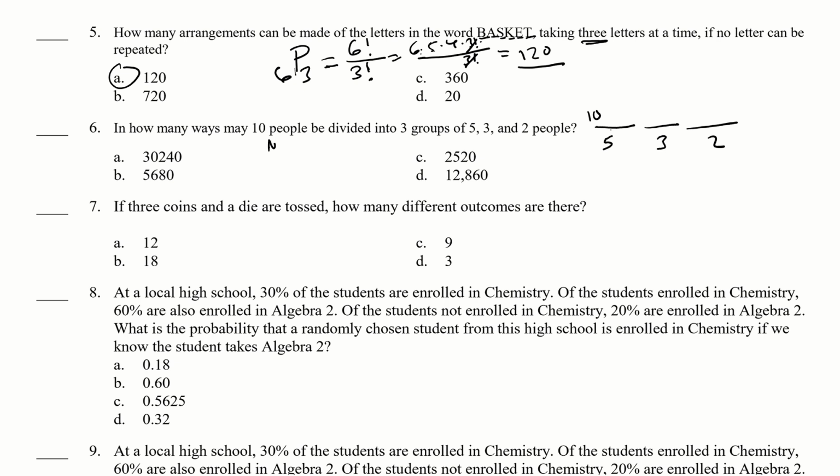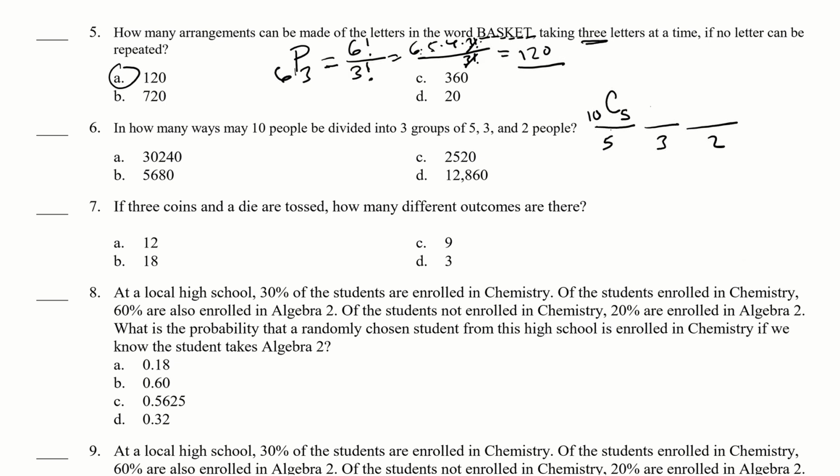Okay, so for the first group, we have 10 people, and order doesn't matter, so it's a combination. All right, so 10 choose 5. You have 10 people, and you're choosing 5 for that group. But once you choose 5 people, then you only have 5 left.